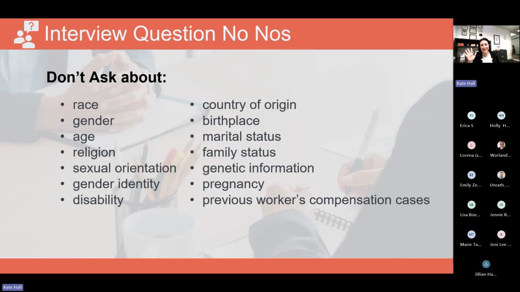Now, technically, if you read the law, it is not illegal to ask these questions. What is illegal is to use any of this information to make hiring decisions. So you just don't go down that road, and make sure that if you are, I know we have a number of directors on today, make sure that you know that your managers are not asking these questions as well.